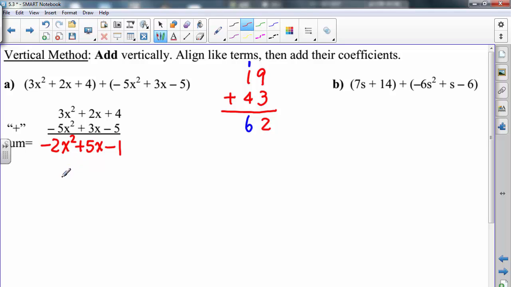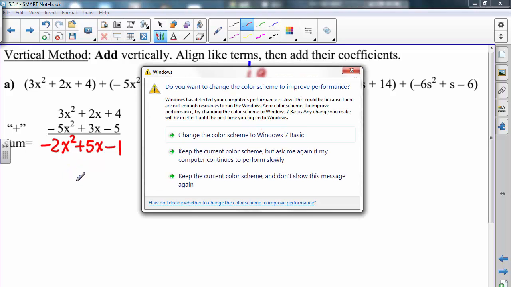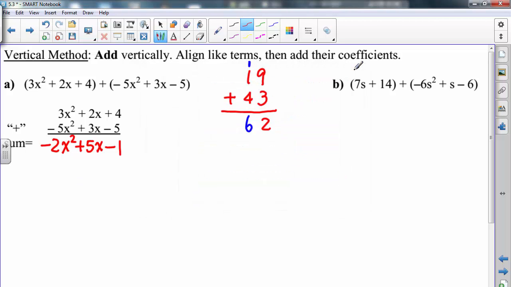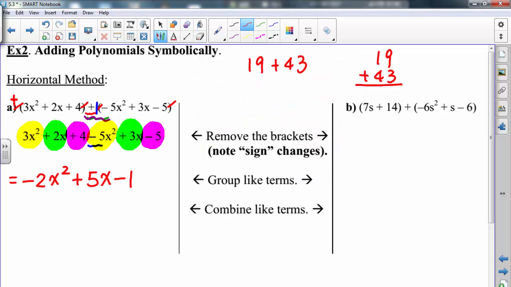I'm not so sure which way you prefer to use for adding polynomials, but I hope that you guys can develop both of the skills. So try the horizontal method here yourself and check the answer with mine.